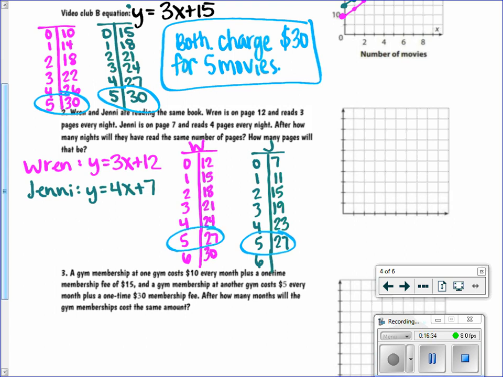What does that match mean? What does that 5 and 27 represent? Yeah. On day 5, they both read 27 pages. Okay.